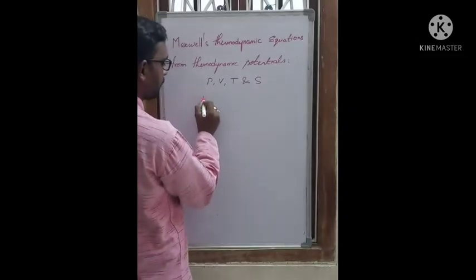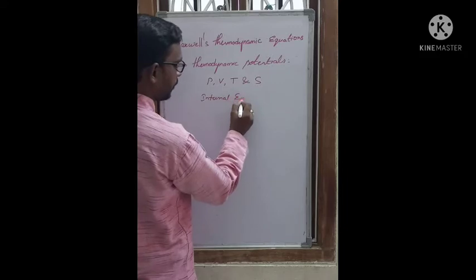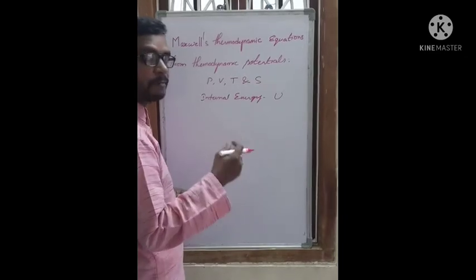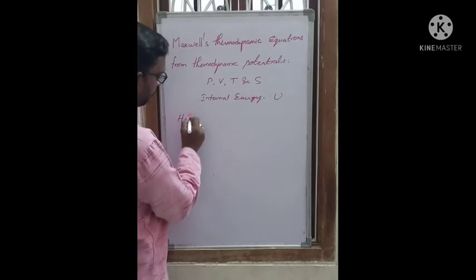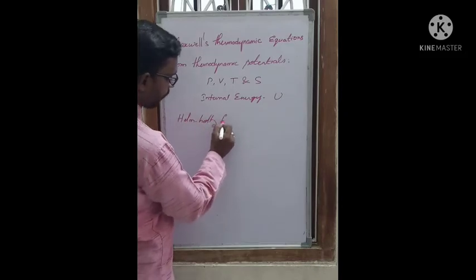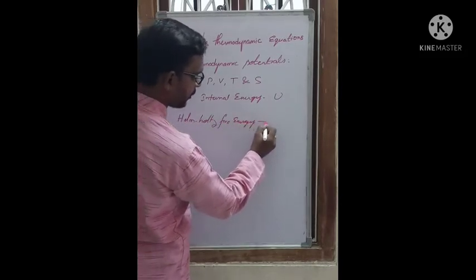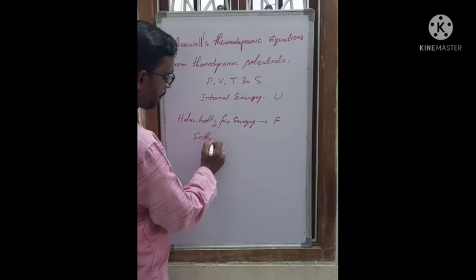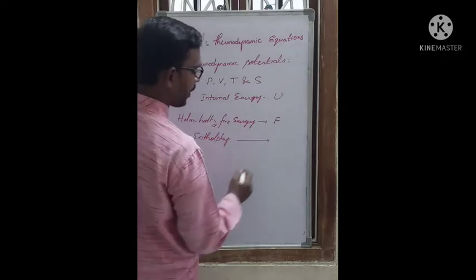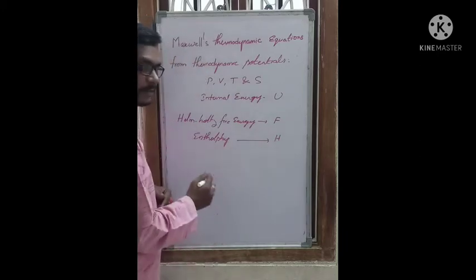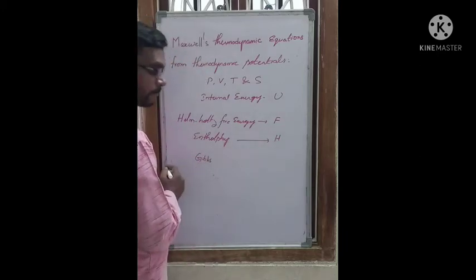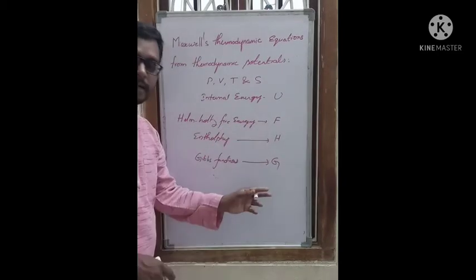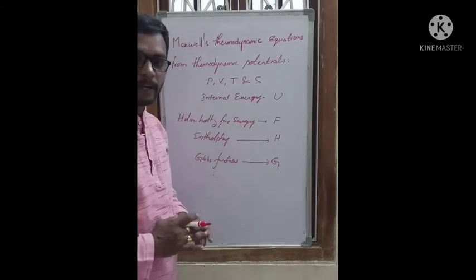So one is internal energy, that is represented by U, okay, and the second one is Helmholtz free energy, or Helmholtz function, that is represented by F, okay, and the third one is enthalpy, that is represented by H, and the fourth one is Gibbs function, that is represented by capital G. So these four are thermodynamic potentials and these four are thermodynamic variables.